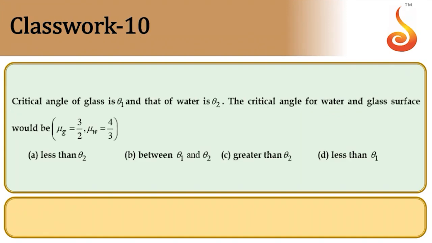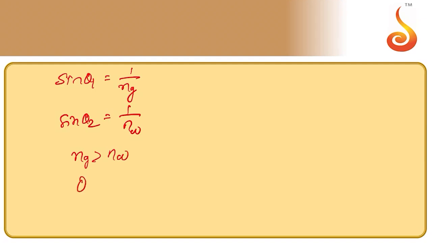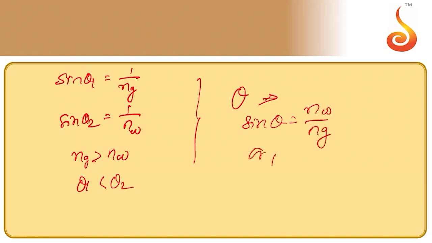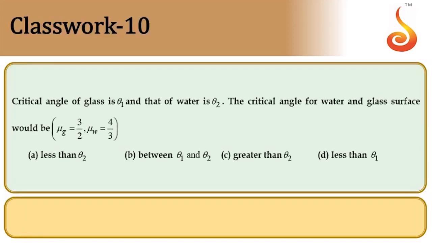Example 10. Critical angle of glass is theta 1 and that of water is theta 2. The critical angle for water and glass surface would be. Refractive indices are given. So we have sin theta 1 is equal to 1 by ng, sin theta 2 is 1 by n of water. As ng is greater than n of water, theta 1 is less than theta 2, or critical angle theta 1 is less than theta 2. So critical angle theta between glass and water is given by, what is that? Sin theta is equal to nw by ng, or theta should be greater than theta 2. So theta should be greater than theta 2. That means it is option C.